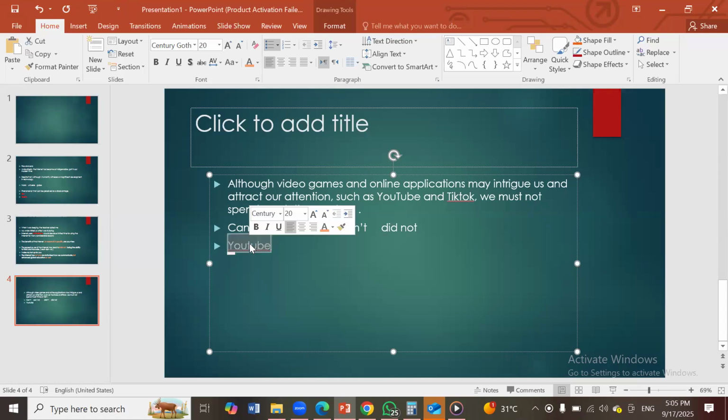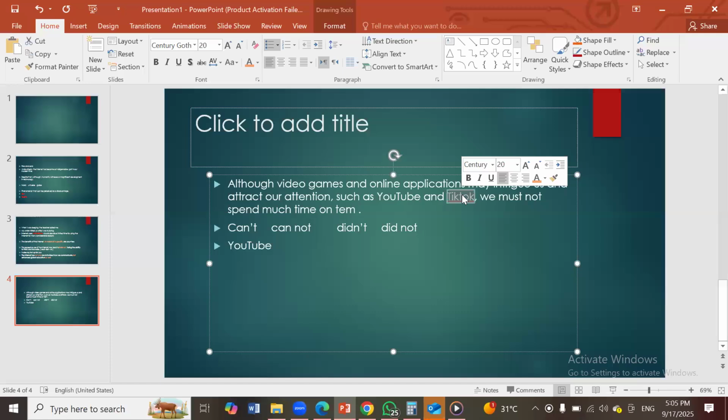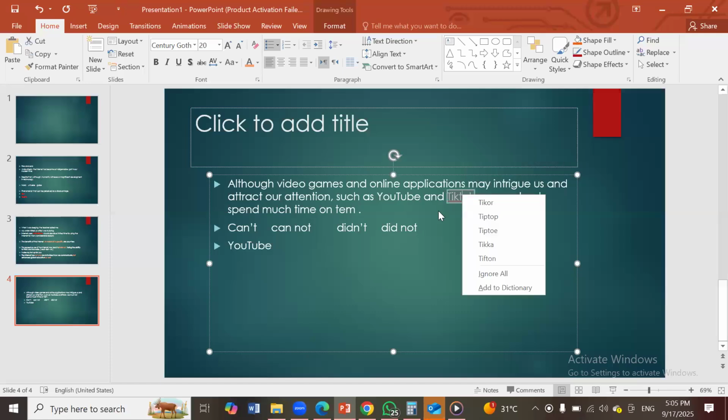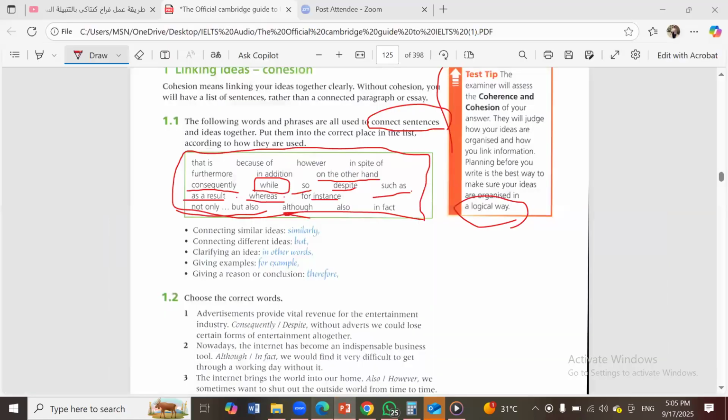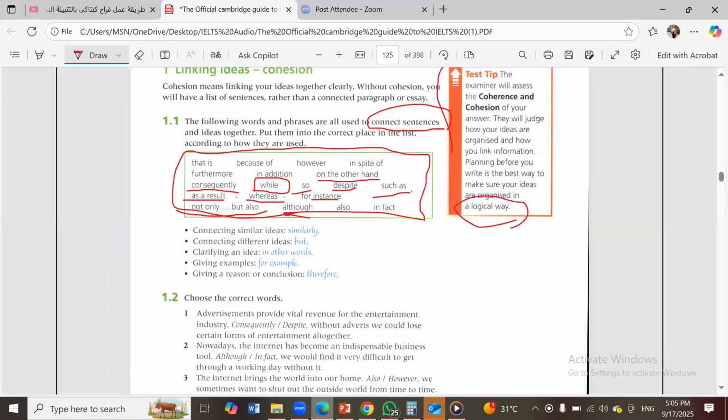You have to capitalize this other T. You note? Underlined. This means that there's a mistake. If you make it like this, it will be correct. YouTube, TikTok, Instagram, you have to capitalize what? The first letter of any app. Especially YouTube, capitalize Y and T.